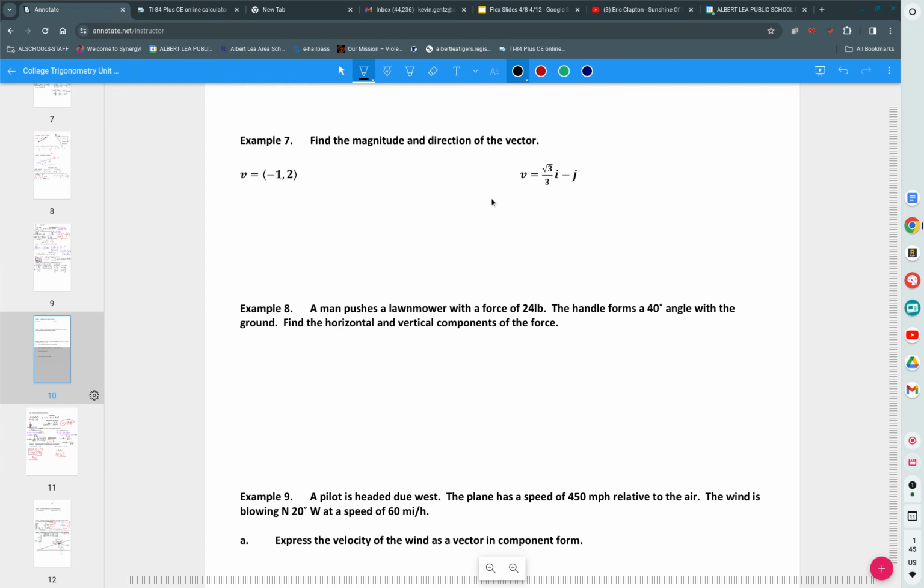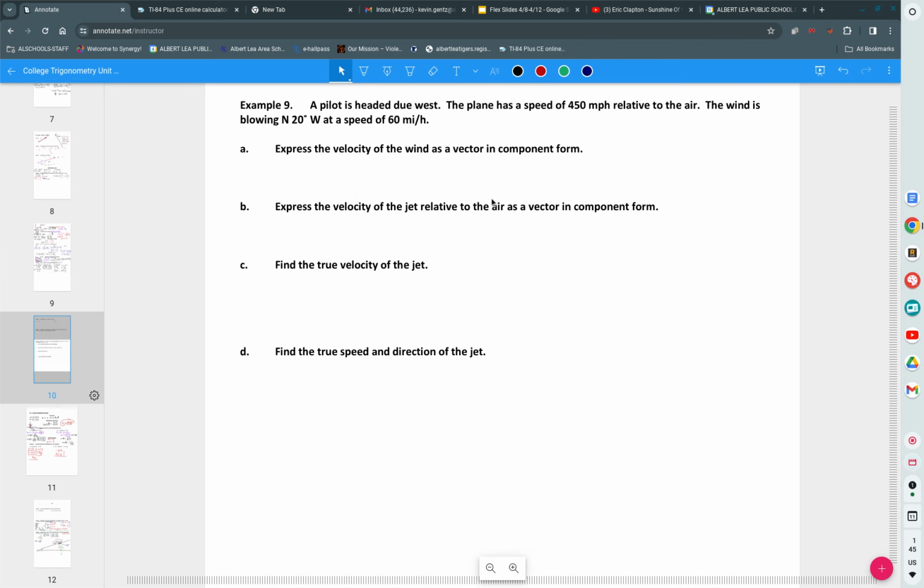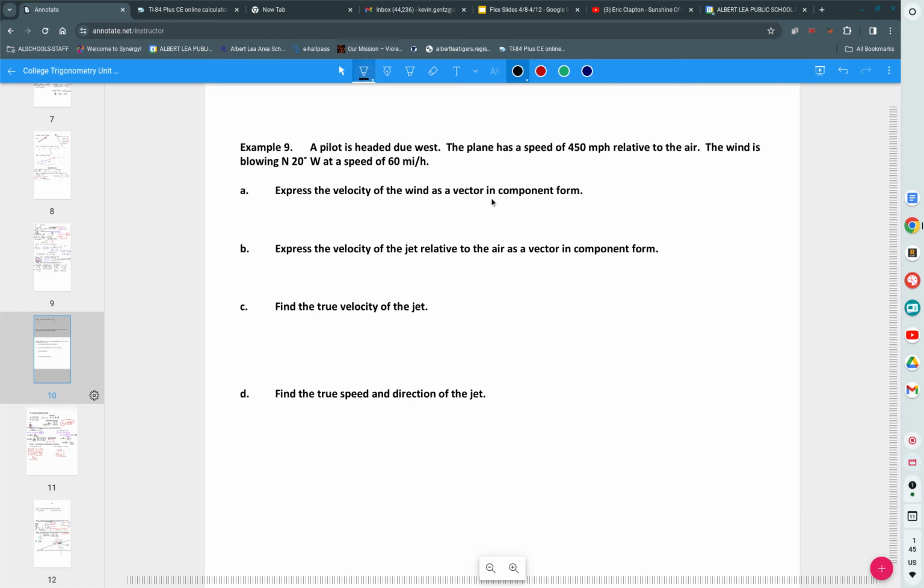Flip to this page. You're going to flip back a little bit. We're talking about a pilot. This pilot is not headed due west. It's headed north 80 degrees to the east. And then there's a wind blowing at north 20 degrees to the east at 60 miles an hour. Jet's moving at 450 miles an hour relative to the air.